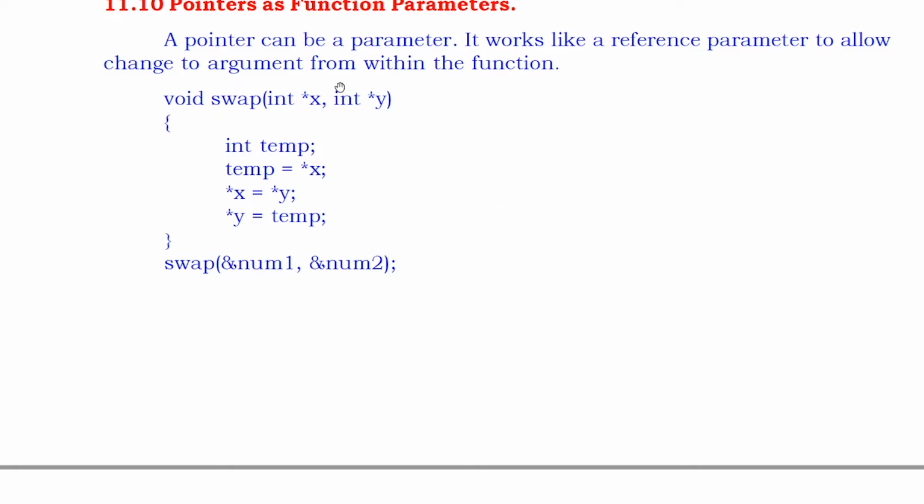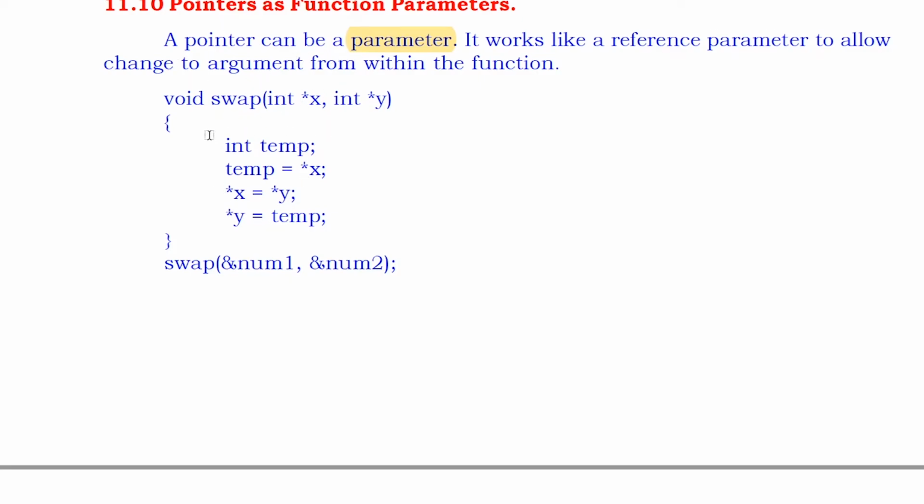Pointer is a variable, as we already discussed. Hence it can be passed. You can pass it as an argument or parameter to functions. That is, indirectly you can pass pointers as arguments to functions. So it works like a reference to the arguments within the functions. That is what we are going to see.